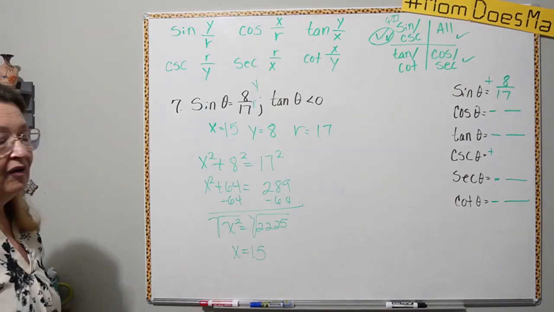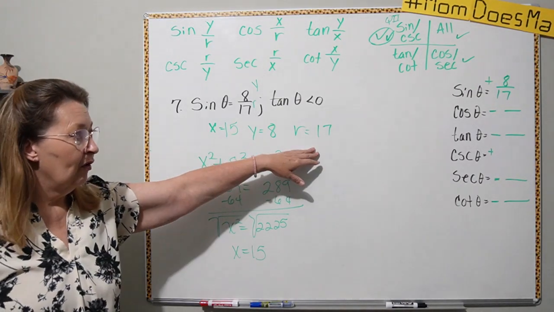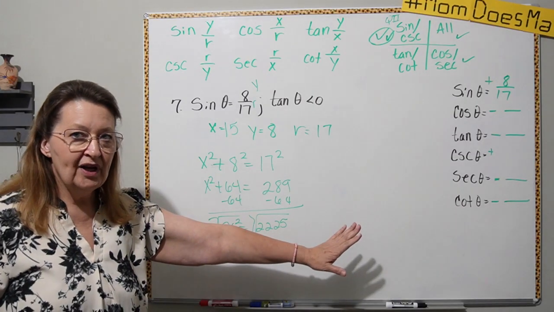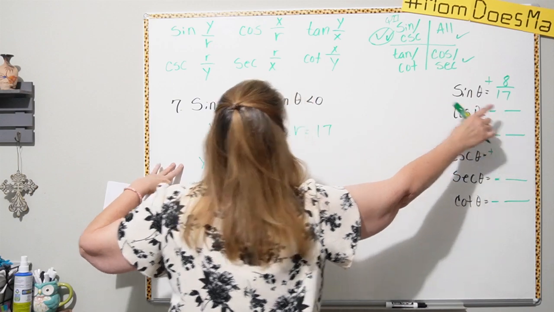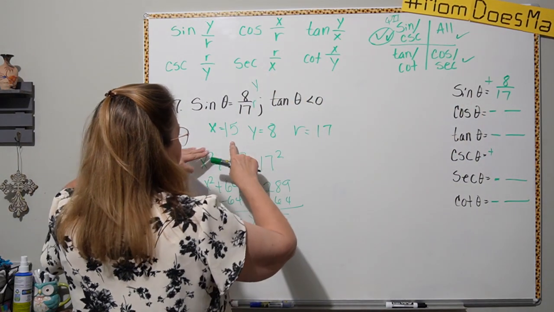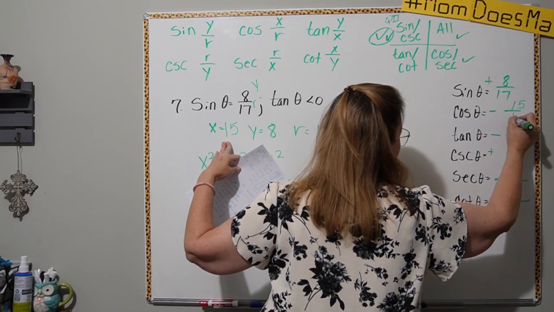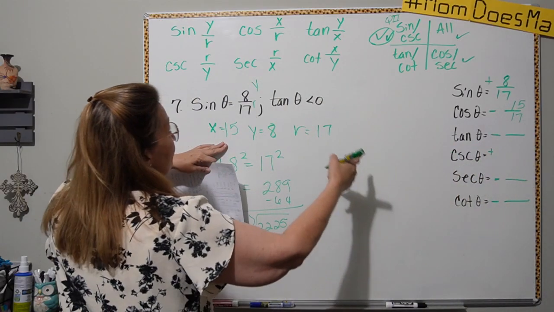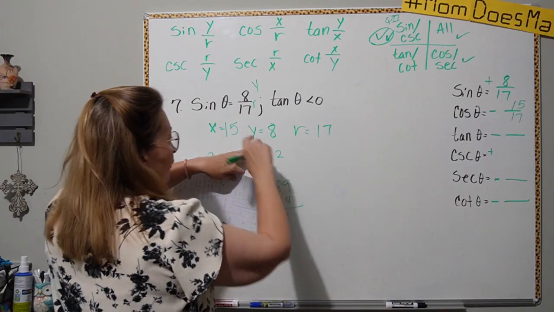Okay? Now, we are good to go. You have x, y, and r. You know the signs already, so we're just going to plug these in. All right? The cosine formula is x over r, so we're going to have 15 over 17. The tangent formula is y over x, so we're going to have 8 over 15.